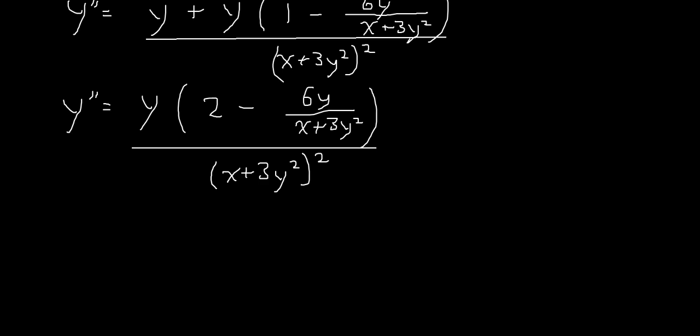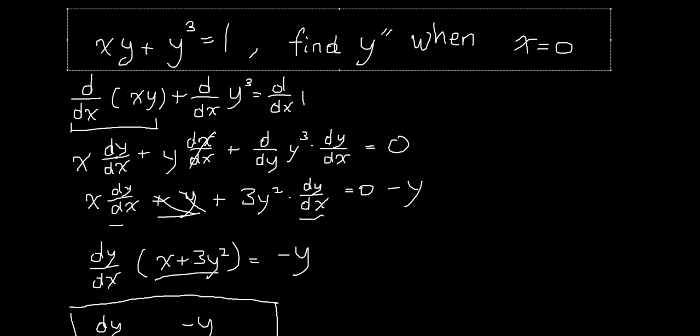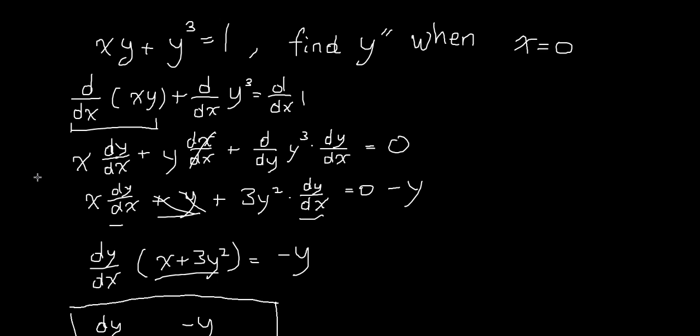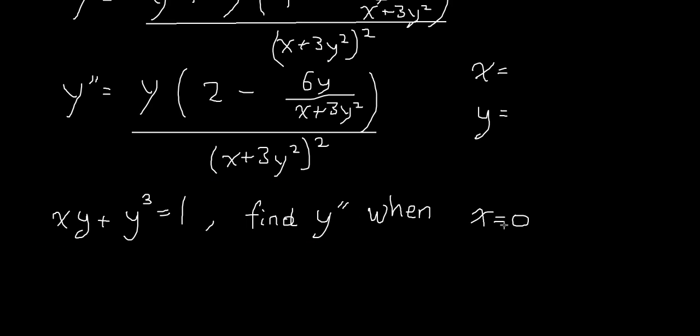Now we need a value for x and a value for y to calculate the second derivative. From your original function, let's copy down the entire question. It says x is equal to 0. So what does y equal? If x is equal to 0, this term is going to be equal to 0, so y cubed equals 1, or y equals the cube root of 1, which is 1.